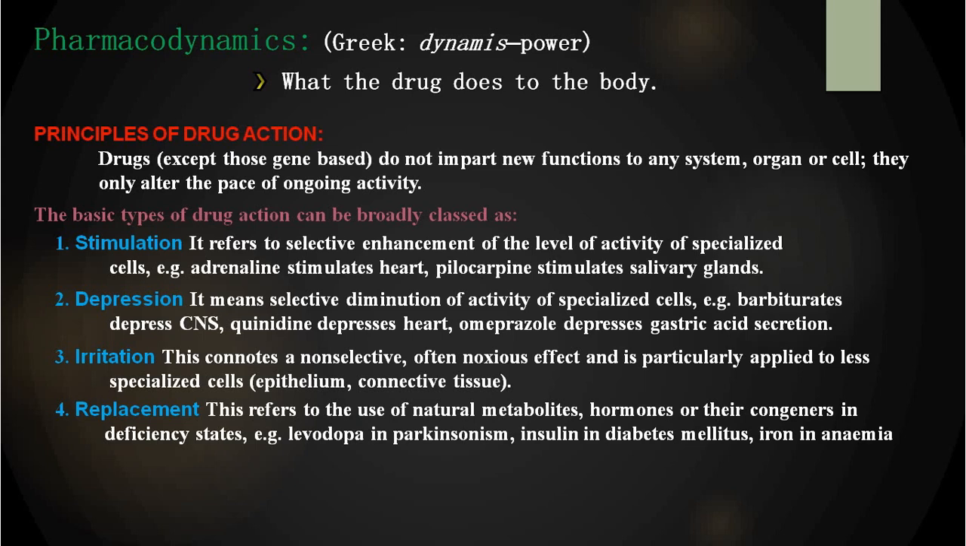Replacement, wo substance dena jiski deficiency ke karan wo disease ho rahi hai aur clinical symptoms aa rahe hain. For example, levodopa is given in case of Parkinsonism. In case of insulin dependent diabetes mellitus, insulin is prescribed, and in case of iron deficiency anemia, iron is given.